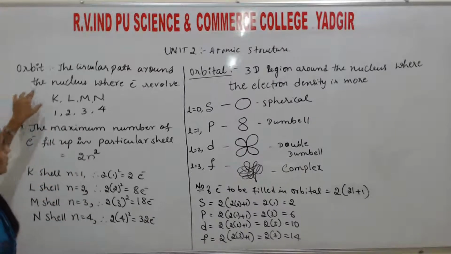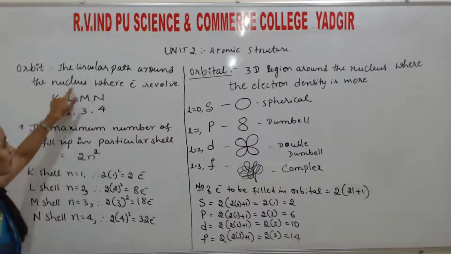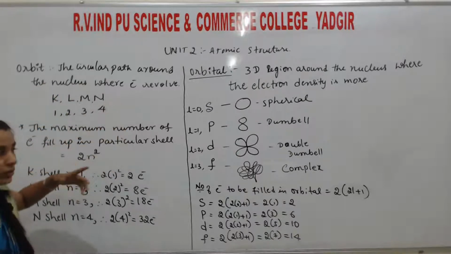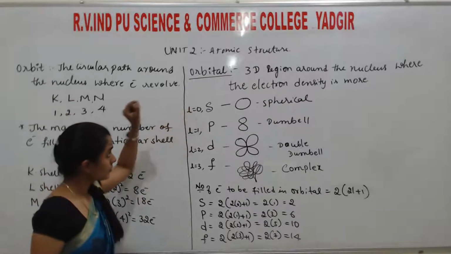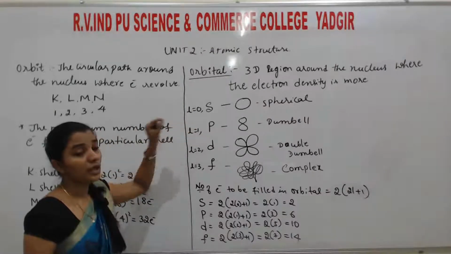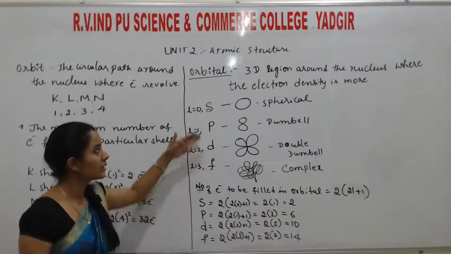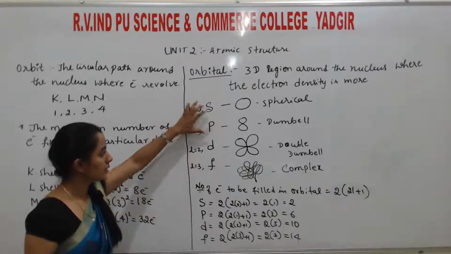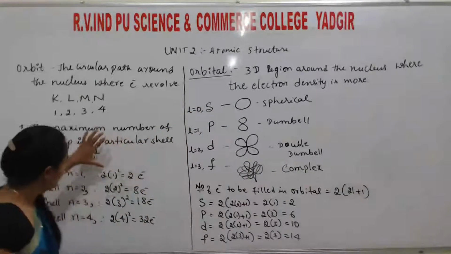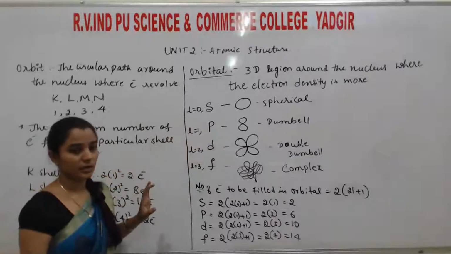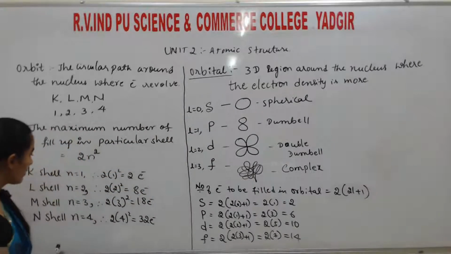This is orbit, the circular path around the nucleus where the electron revolves. Okay, so orbital means a three-dimensional region where the electron is present. Exactly where the electron is present is the orbital. So s, p, d and f, this is main shell, this is subshell. Okay, so you remember these values.